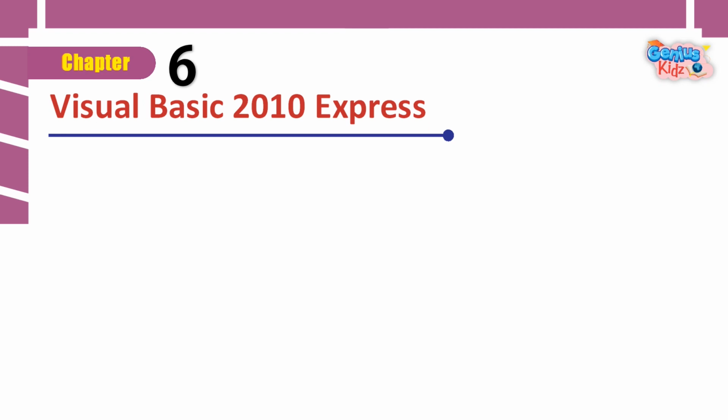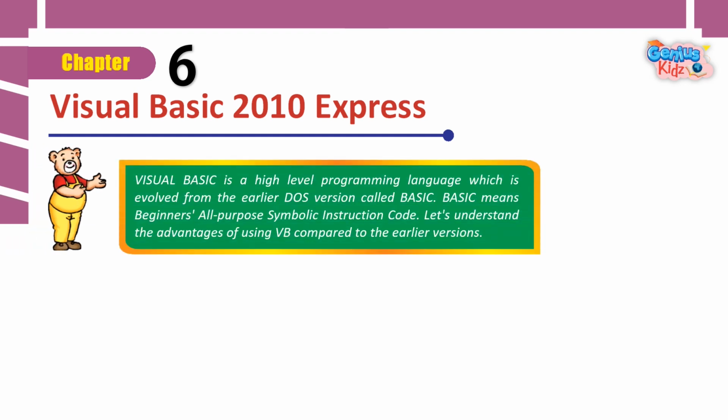Chapter 6: Visual Basic 2010 Express. Visual Basic is a high-level programming language which evolved from the earlier DOS version called BASIC. BASIC means Beginner's All-Purpose Symbolic Instruction Code. Let's understand the advantages of using VB compared to the earlier versions.